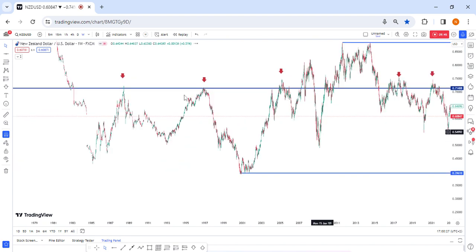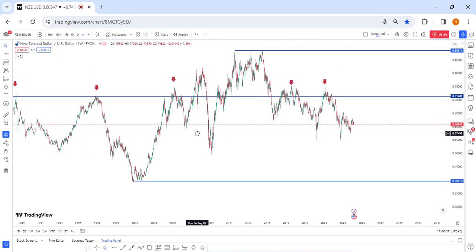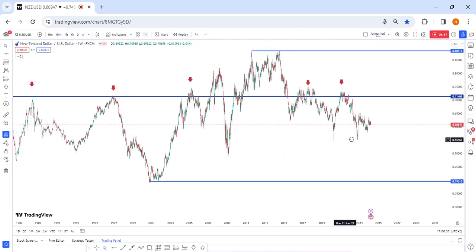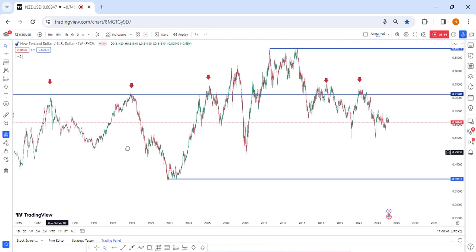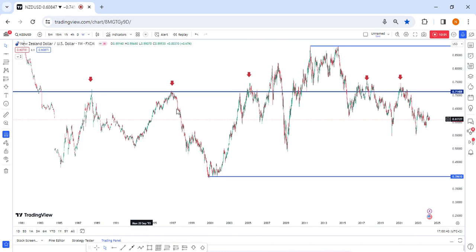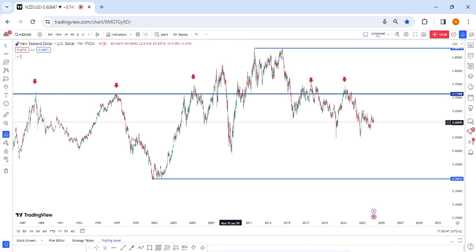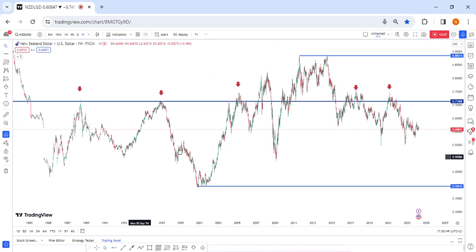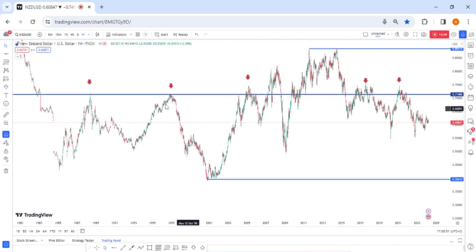So anytime price is coming to this level, we want to be very alert essentially, and see how this price interacts with it, because you can see that it's very significant. Price tends to be drawn to this level and it reacts accordingly. You understand? So that's pretty much your resistance or your ceiling.